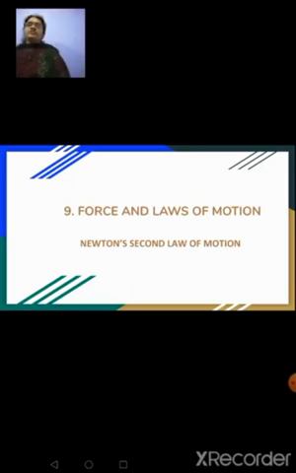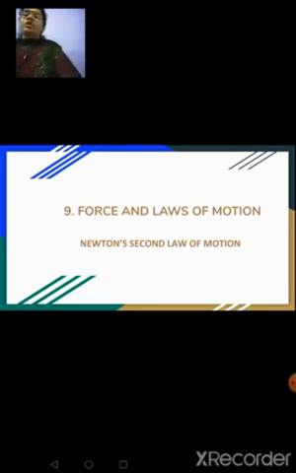So according to the first law, force is required in order to set an object into motion or to bring it back to the state of rest. Or you can say force needs to be applied in order to do any kind of work, and that force should be an unbalanced force. And today we will be starting with Newton's second law of motion.